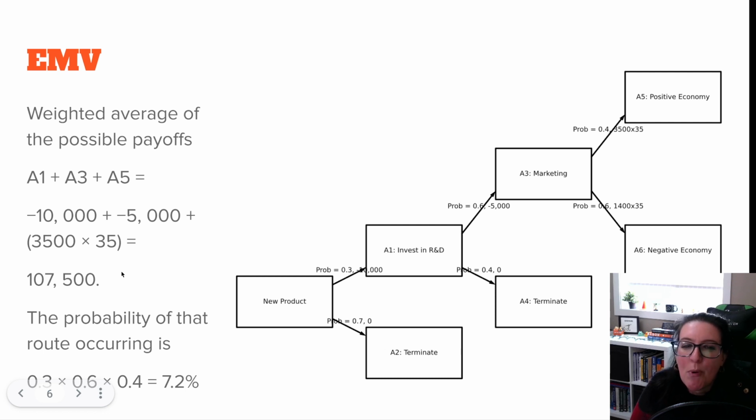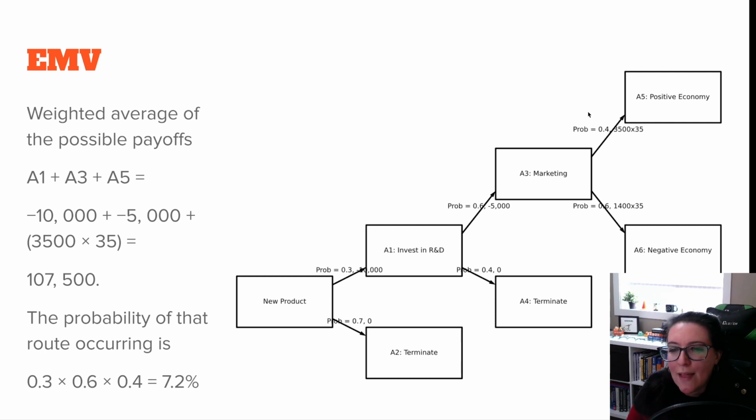$107,500. The probability of that route occurring is the 30% chance we invest in research and development, the 60% chance that we go to marketing, and the 40% chance that we have a good economy. So we take 0.3 or 30% times our 60% or 0.6 times our 40% or 0.4, and you get that the probability of us ending up on that route is 7.2%.